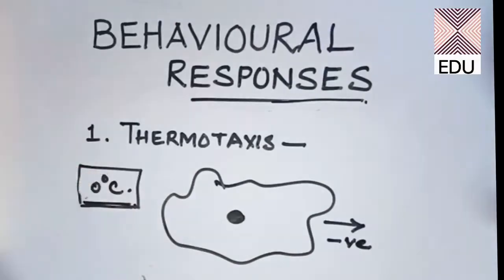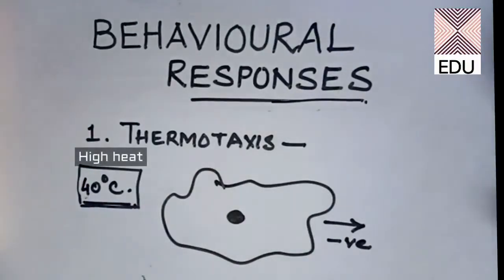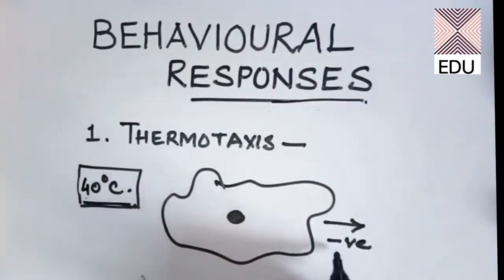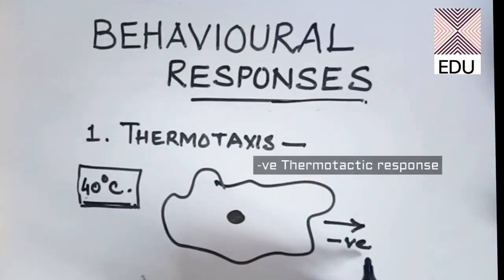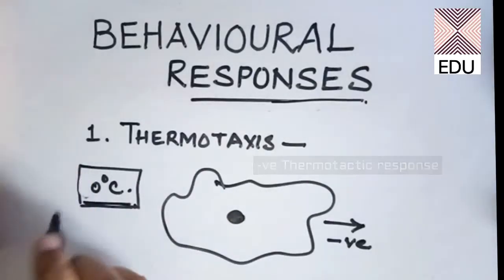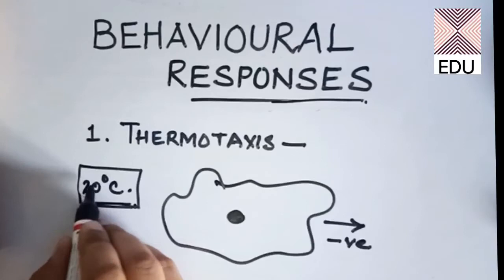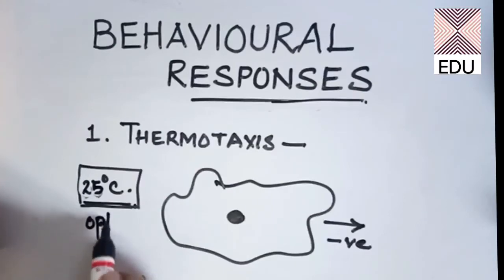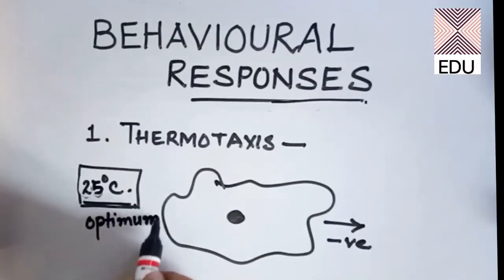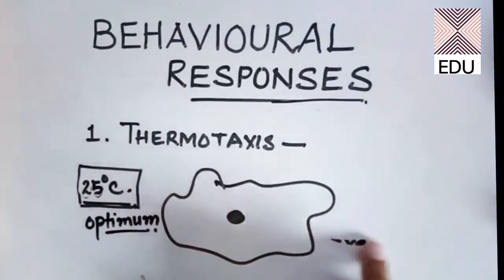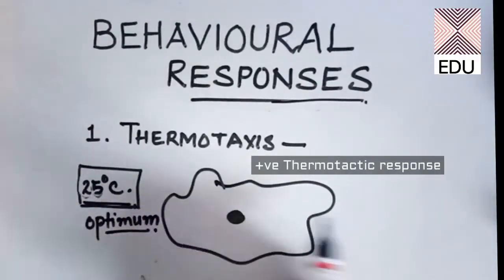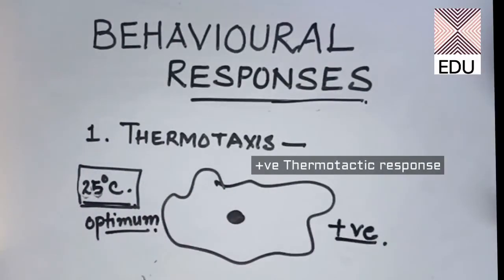Now, if instead I give 40 degrees Celsius temperature, it is again a very high temperature for amoeba. So again it will move away from this high temperature. Again this will be negative thermotaxis. But if I give a 25-degree temperature, which is the optimum temperature for amoeba, it will not go away, but will remain in this particular temperature area. So that will be a positive thermotactic response.